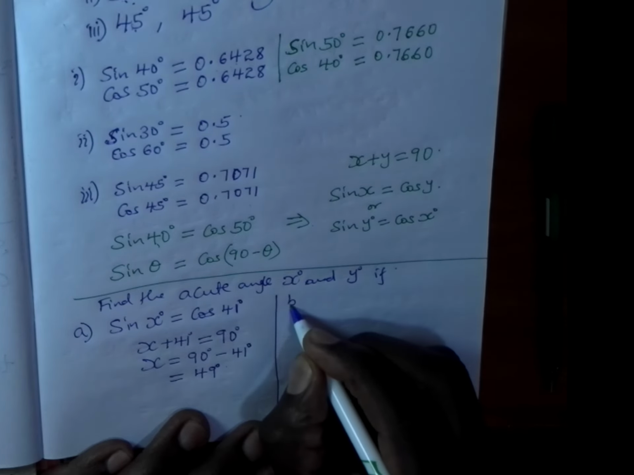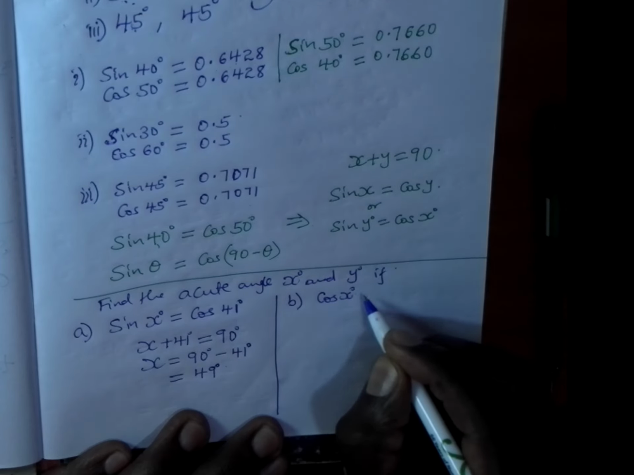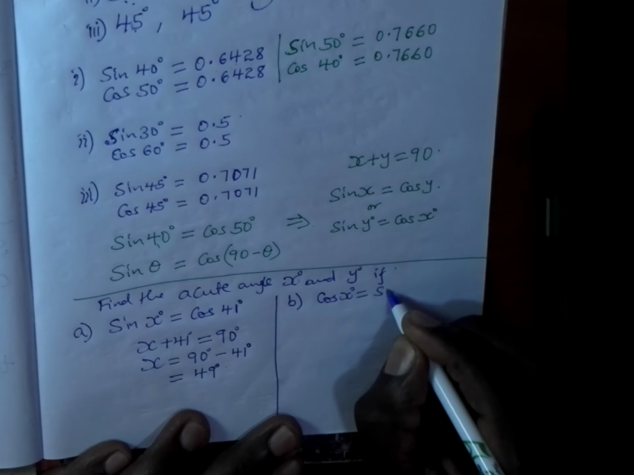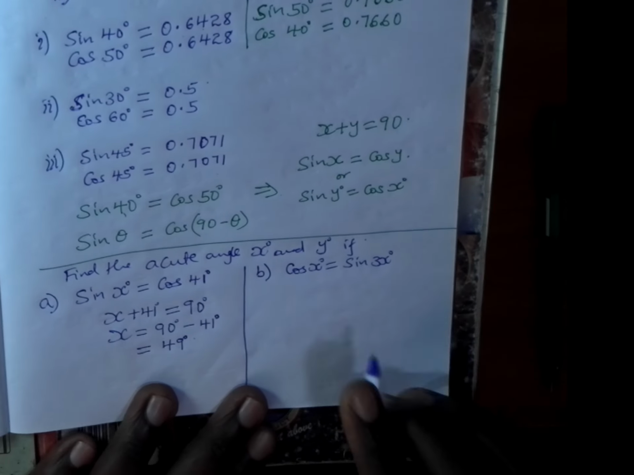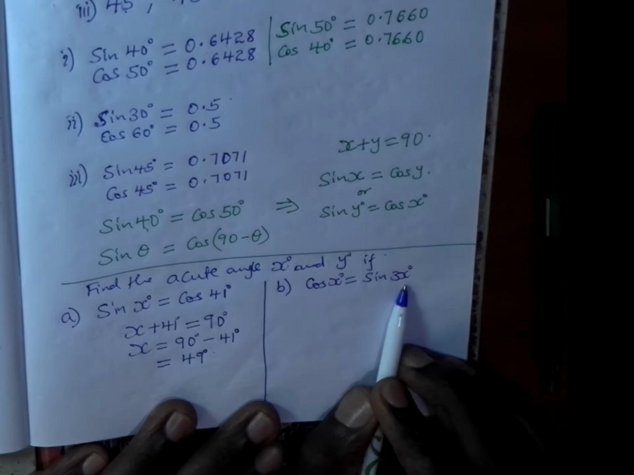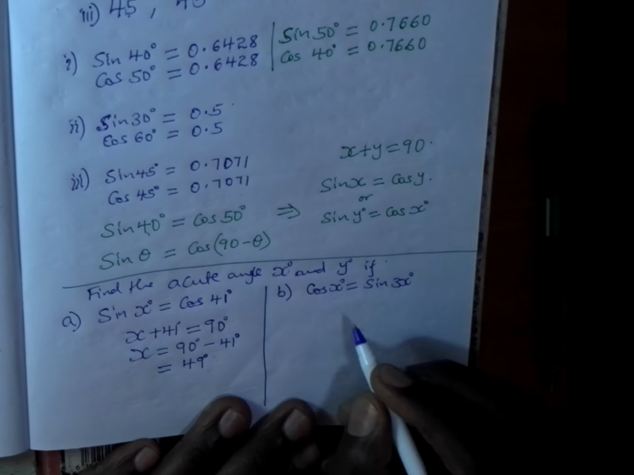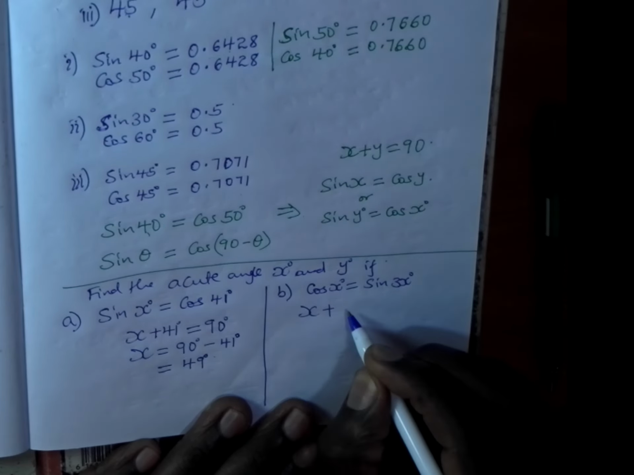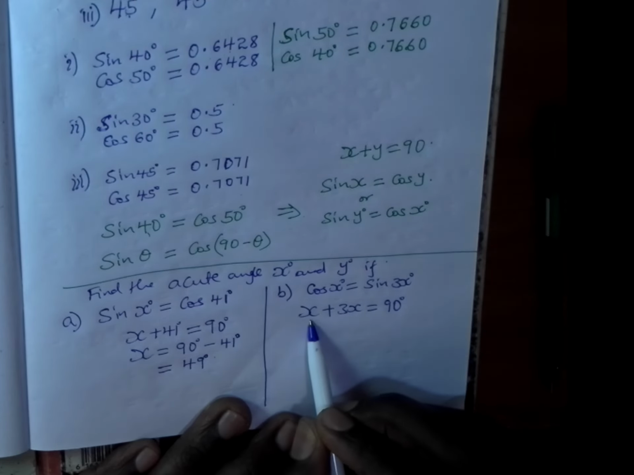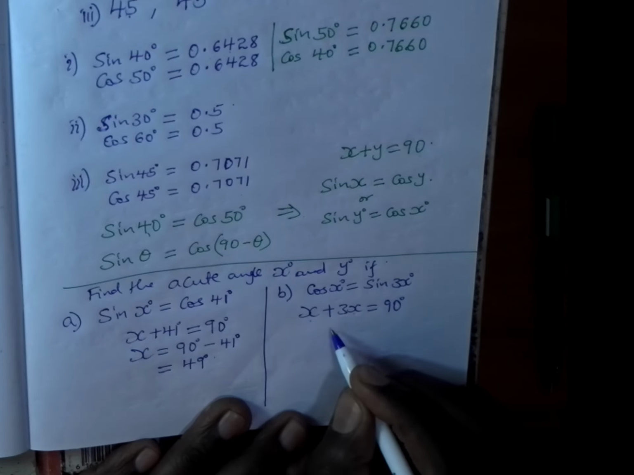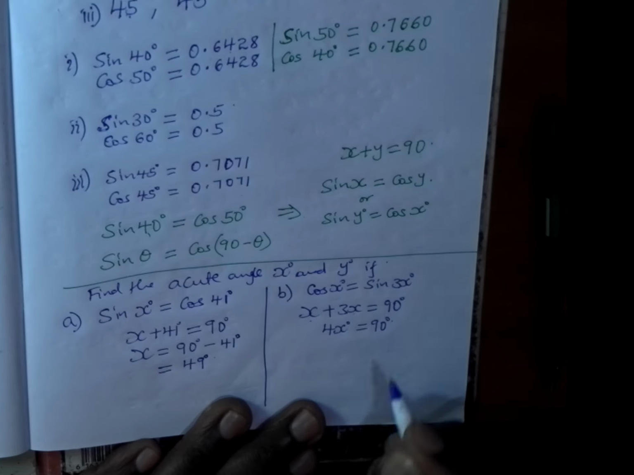The other case, part B, is that cosine x degrees is equal to sine 3x degrees. Again, we use the same concept whereby x and 3x are complements to each other, and therefore they add up to 90. So x plus 3x is equal to 90 degrees. Adding, we get 4x degrees is equal to 90 degrees.